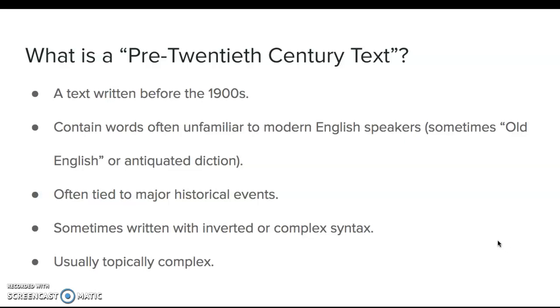These texts are often tied to major historical events. So the more you know about world and US history, the easier it might be to place that text in a context, in the occasion, and really understand what the author might be trying to say, what position he's coming from. You'll have really complex syntax.